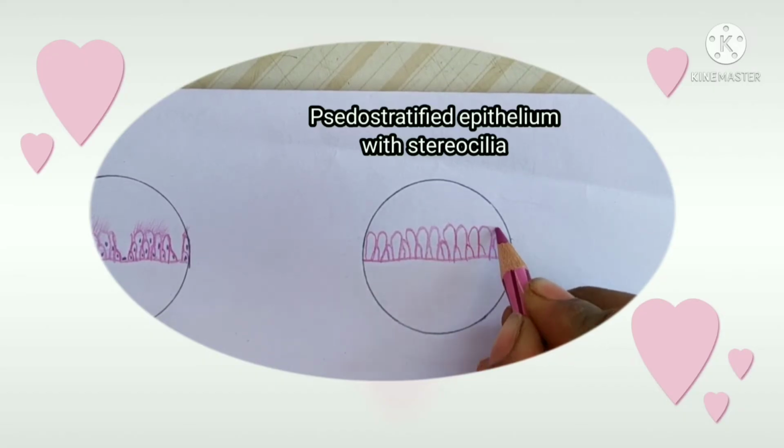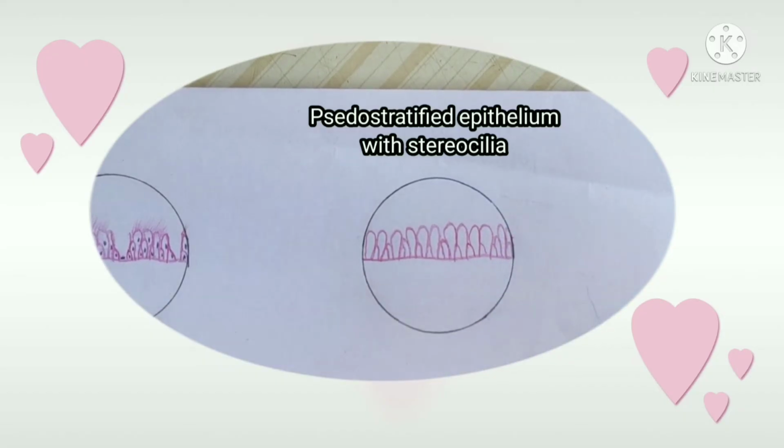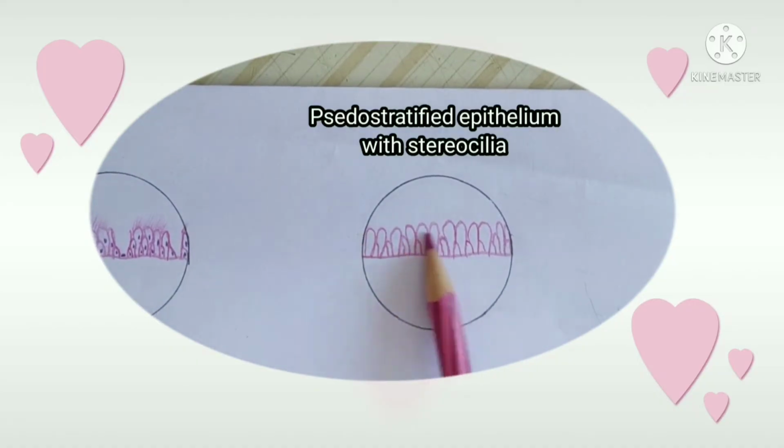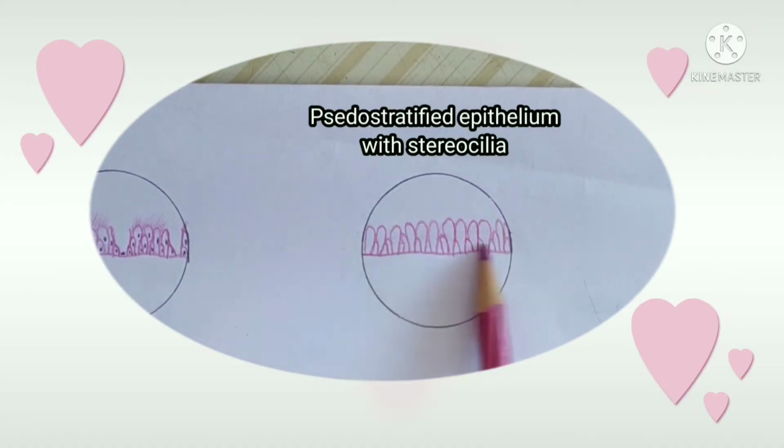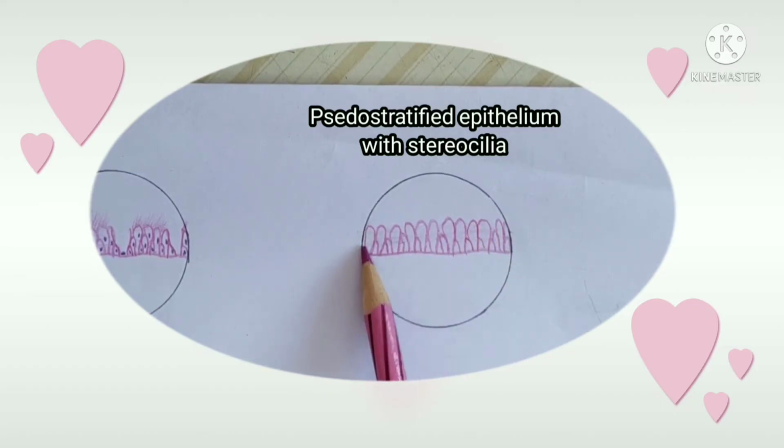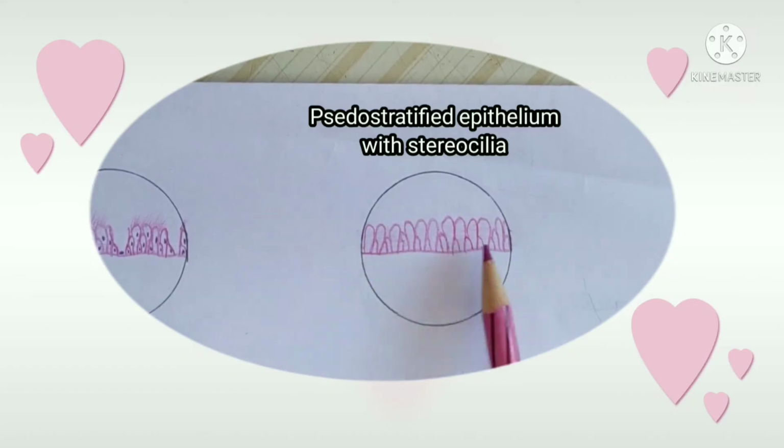You have to draw the pseudostratified epithelium. The stereocilia are very long, thin extensions of the apical part of the cytoplasm. They can be branched also on the apical surface.